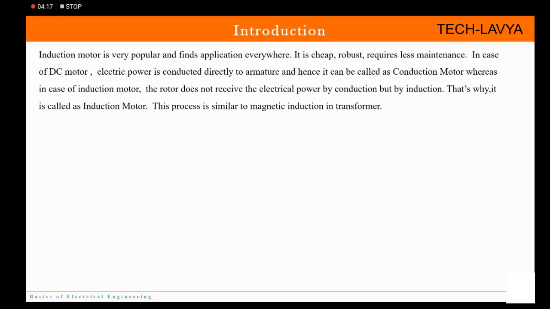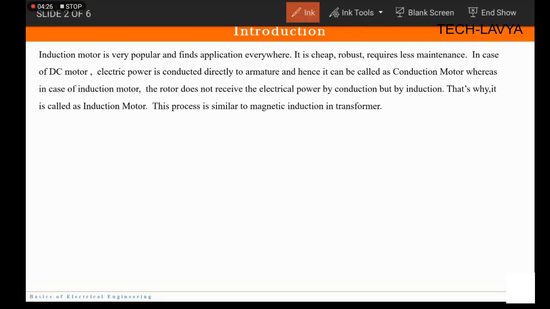If you compare this AC motor or induction motor with DC motor, I shall tell you how it looks. Here you have the magnet, which can be permanent magnet or electromagnets. And then you have the conductor coil, which is called armature. This armature is given the supply.